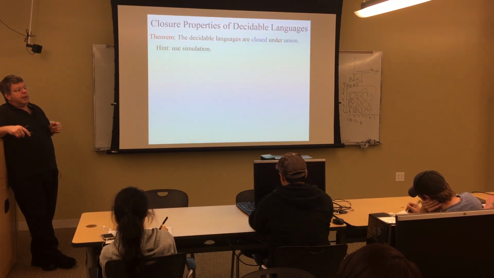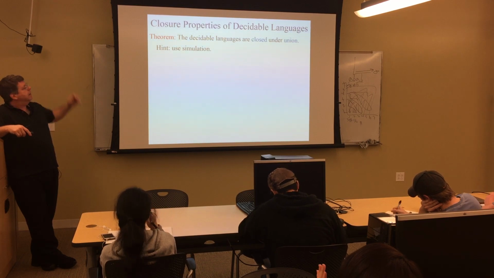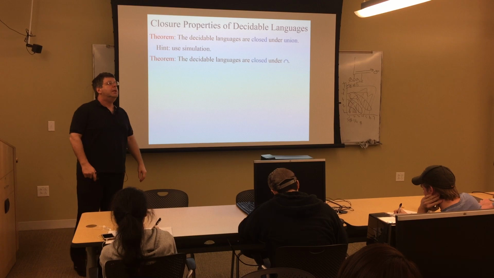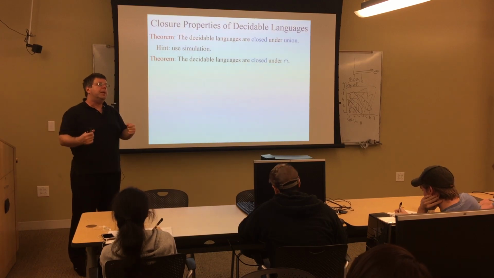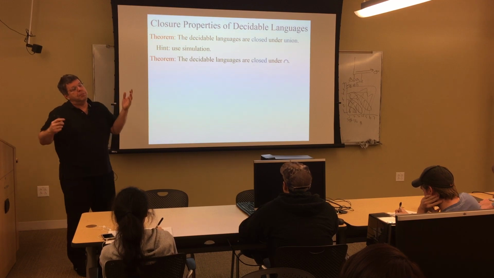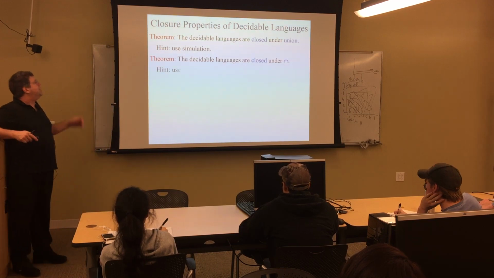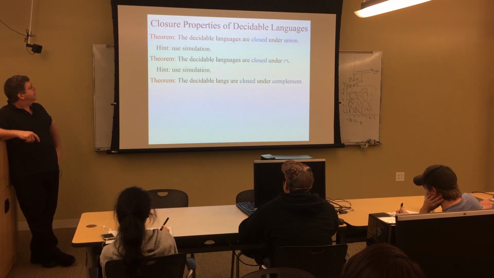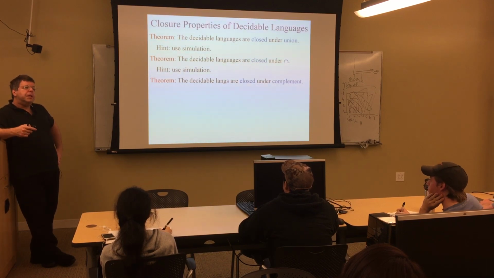Okay, how many okay with this? Good? Okay, good. Next theorem, the decidable languages are closed under intersection. Same thing, simulate both on the string, and you accept if and only if both accept, as opposed to one or the other accepts or both. Right? Simulation again. Third theorem, they're closed under complement. Again, pretty straightforward.